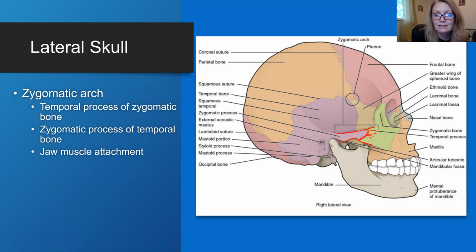These bony projections are called processes. The process that I'm coloring right now is called the zygomatic process of the temporal bone. And this process over here is called the temporal process of the zygomatic bone. Together they form your zygomatic arch. One very important muscle of mastication, the masseter, is partly attached to the zygomatic arch and also attached to your mandible. So that's a jaw muscle attachment.